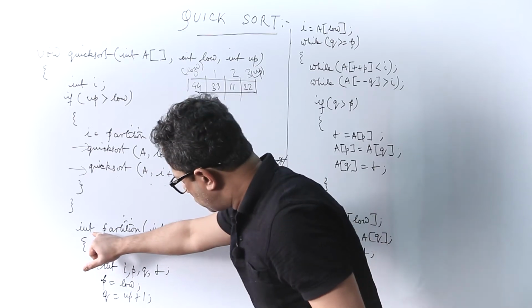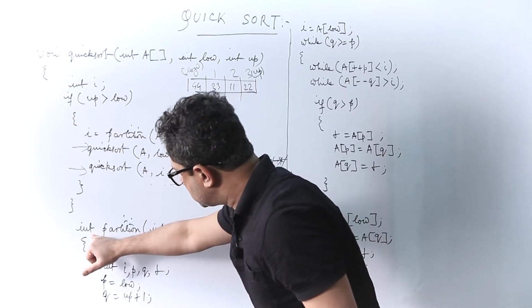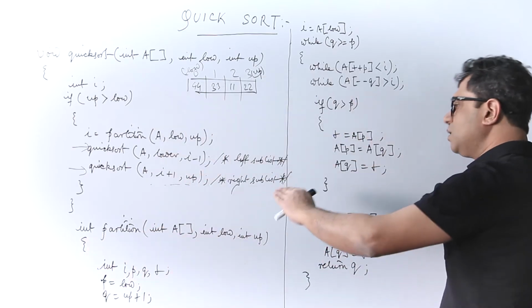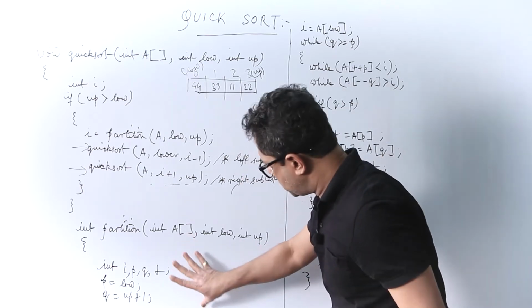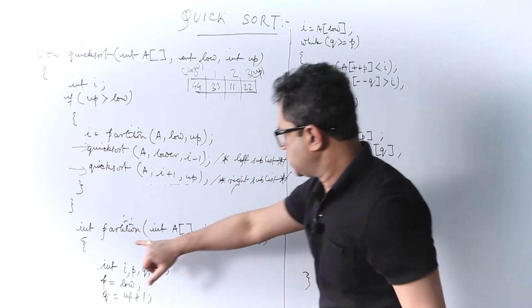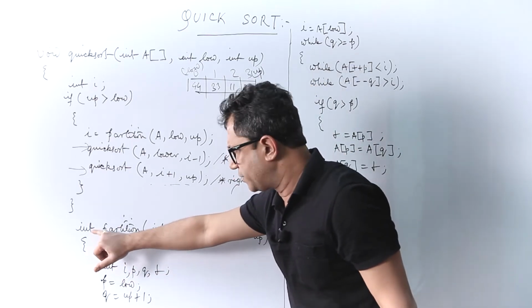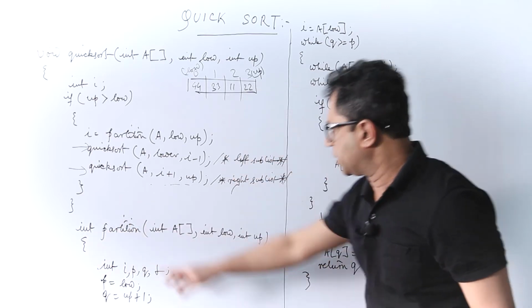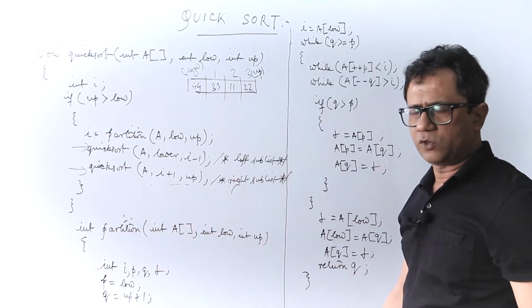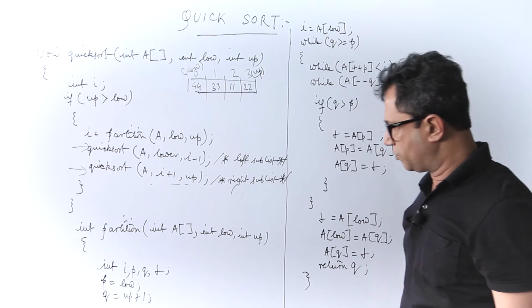So what is this integer? This value is nothing but the index position of the pivot element found by this partition function. So this int is the return type, that is, the integer value to be returned. Partition is the name of the function which we have given. You can give any name of your choice.